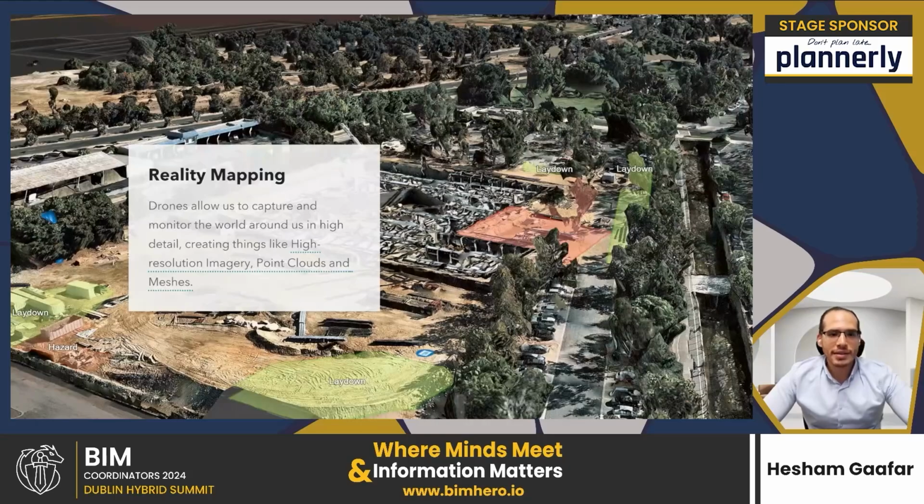GIS can also contain the information gathered from drones or reality mapping. So whenever you have imagery from satellite, or point clouds gathered using drones, or meshes, or even information from laser scanners, mobile scanning, or all of these types of information, it can be included, as we see here, on top of the GIS map.